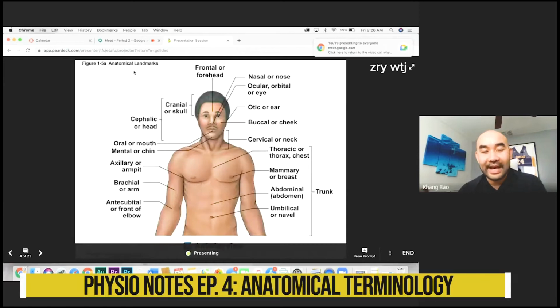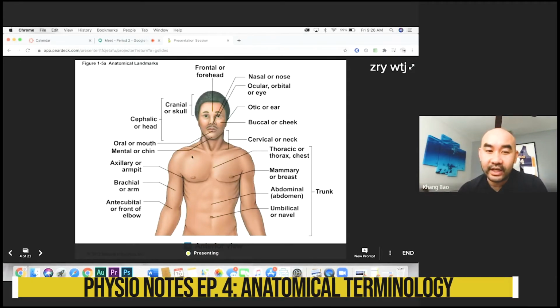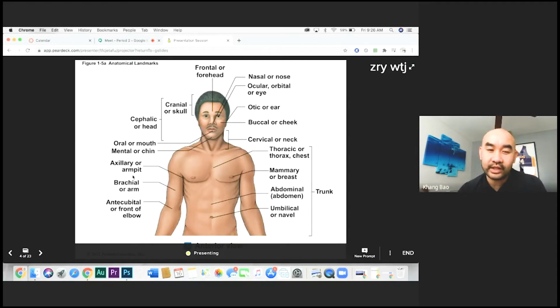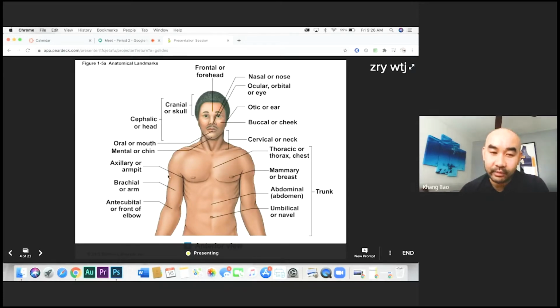I'll focus on an anatomical landmark, right? Anatomical term, but before we know anatomical term, we need to know anatomical landmark. So again, everyday terms we often use, like armpit, but in the anatomical term, we don't say armpit, we say axillary, for example. For example, arm, we say brachial. Front of the elbow, we call it antecubital, right?